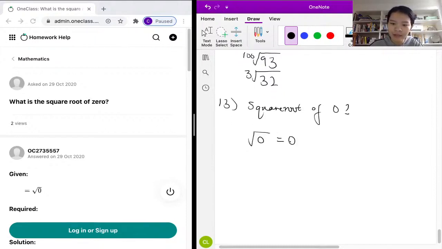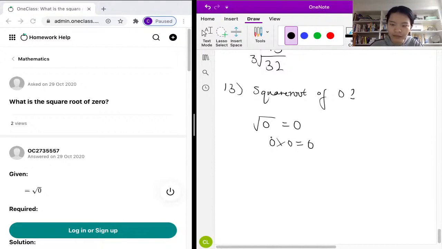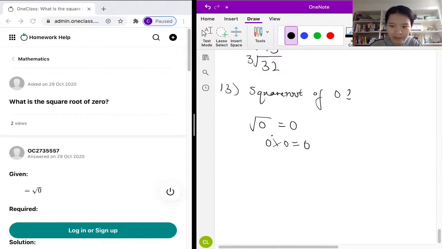a number is the second root of a number, which means two numbers multiplied together is equal to that number, and we know 0 times 0 is equal to 0, so the square root of 0 is just 0, which is really straightforward, and there's nothing tricky about it.